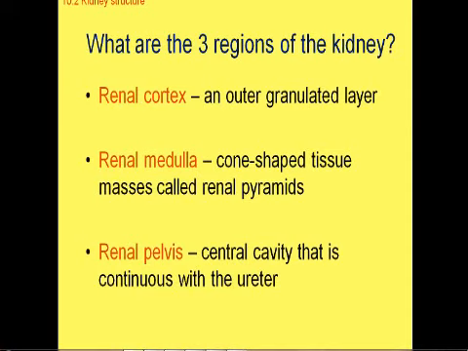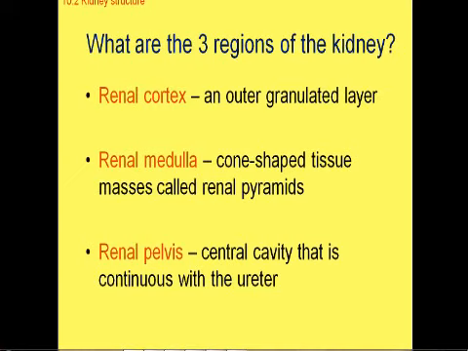Okay, now let's talk about the anatomy of the kidney. We need to understand the anatomy of the kidney in order to understand what the kidney actually does. Okay, so there are three regions of the kidney. The outer layer is called the renal cortex. They're saying it's granulated. Okay, that's the outer layer.